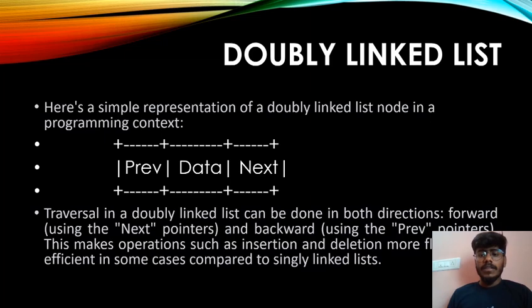First, the topic doubly linked list. Here's a simple representation of a doubly linked list node in a programming context: previous, data, next. Traversal in a doubly linked list can be done in both directions, forward using the next pointers and backward using the previous pointers. This makes operations such as insertion and deletion more efficient in some cases compared to a singly linked list.